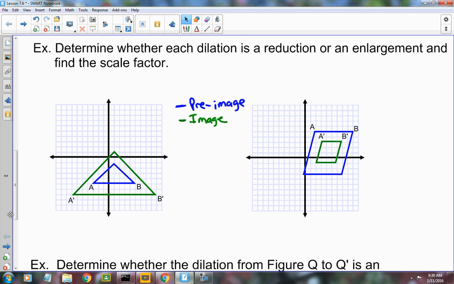So what I need to do is take a pair of corresponding sides. So we're going to look at AB and A prime B prime. AB has a length of 1, 2, 3, 4, 5, 6, 7, 8. A prime B prime, 1, 2, 3, 4, 5, 6, 7, 8, 9, 10, 11, 12, 13, 14, 15, 16. Okay? So I want to compare these, and remember, it's image over pre-image, so how should I set it up? 16 over 8, which is 2. And that tells me that it's an enlargement.